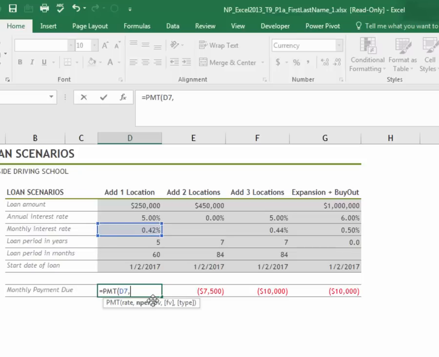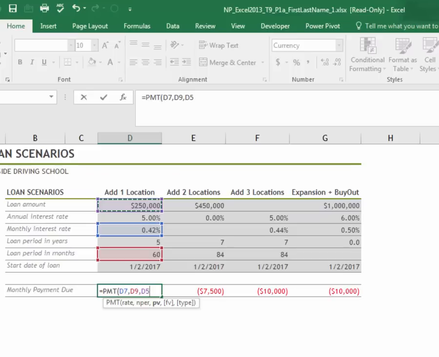Comma. How many periods? Well, it's 5 years. We might need to multiply that by 12, but they've already done it, so we'll just click on the 60. And what's the present value? This is the money the bank handed you, so it's a positive value. We'll click on that, and basically that's it.